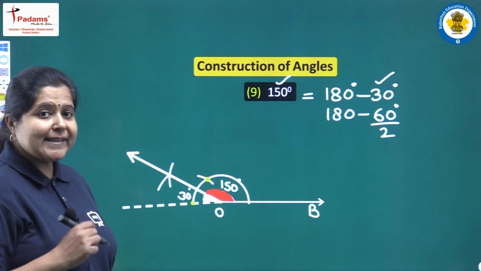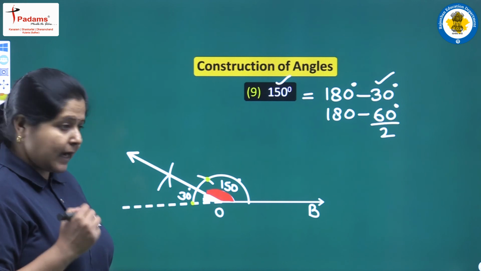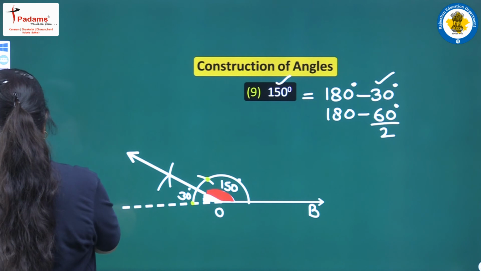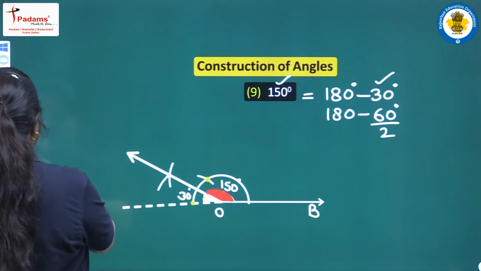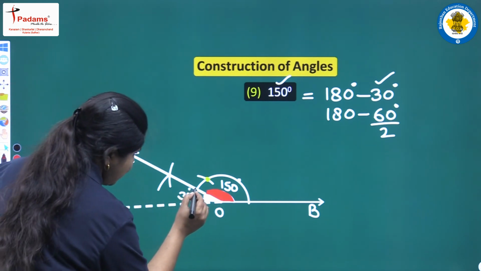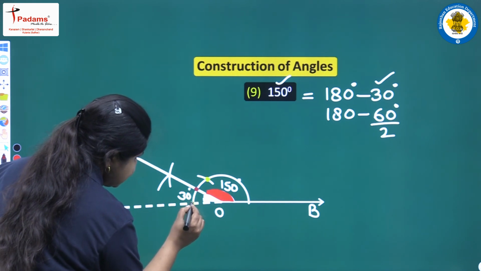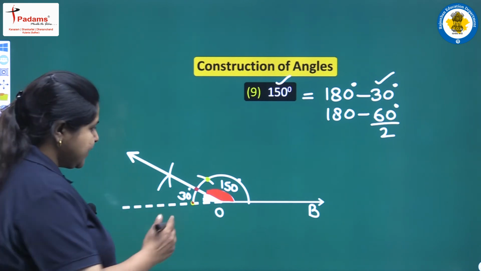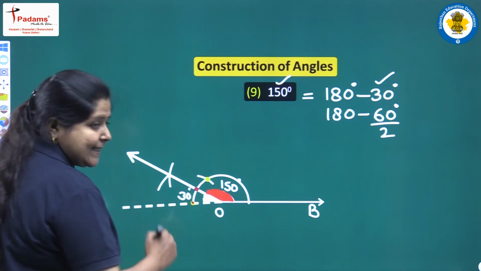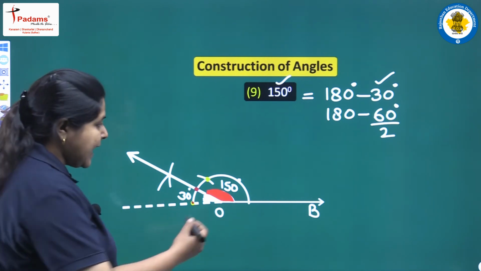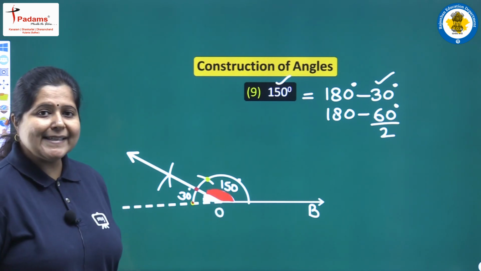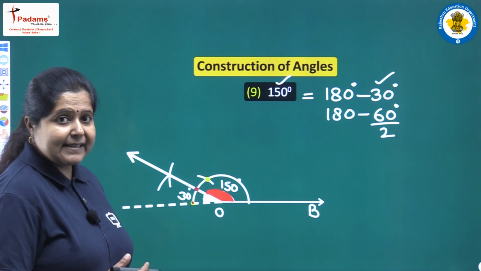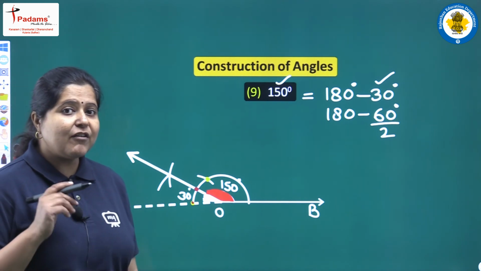You can also construct an angle of 165 degree. How? Again you can bisect this angle of 30 degree by placing the pointed end of the compass at these two points. This point and this yellow point once again. By placing the pointed end at these 2 points, you can bisect this angle. You will get an angle of 15 degree, and then adding 15 degree to 150, you will get an angle of 165 degree. So you can see we have constructed many angles, and all these angles are multiples of 15.